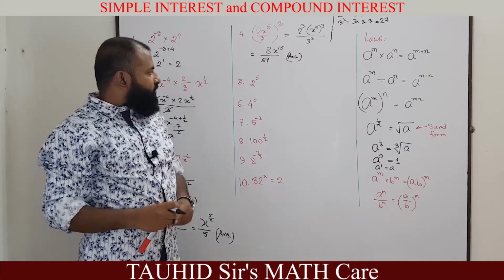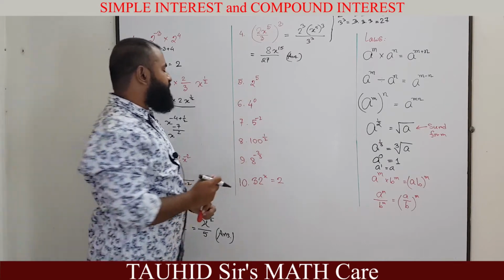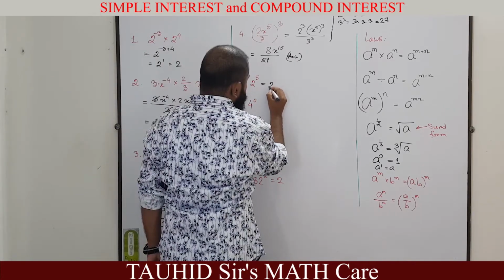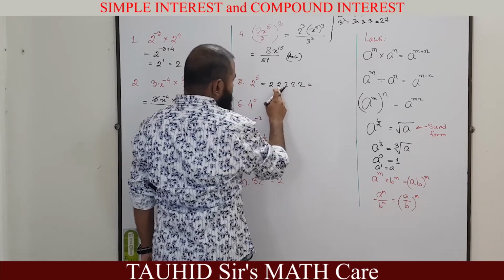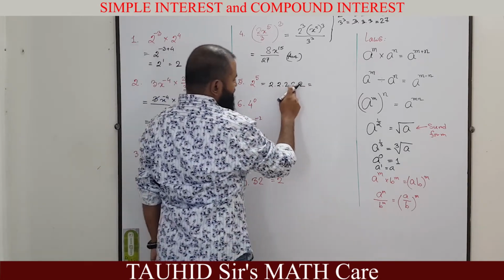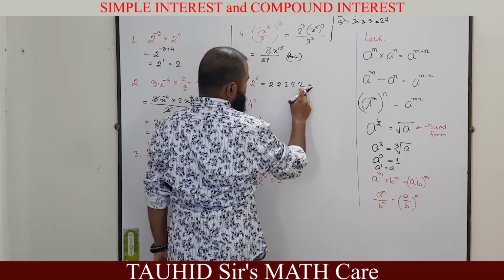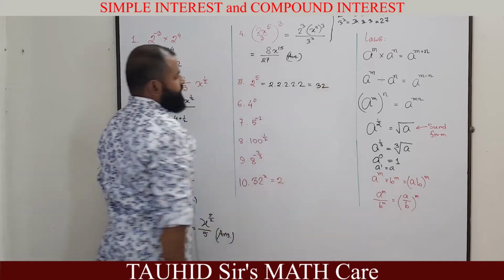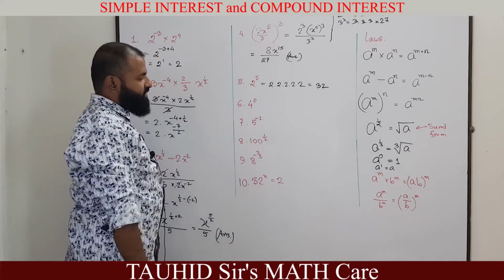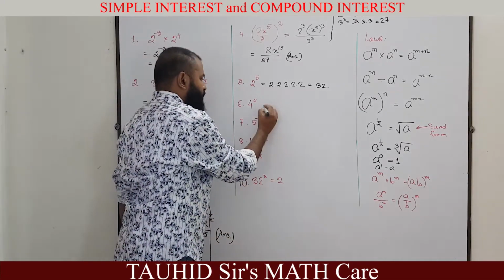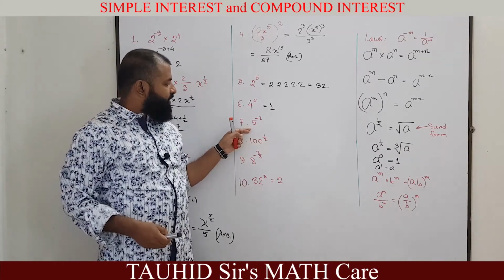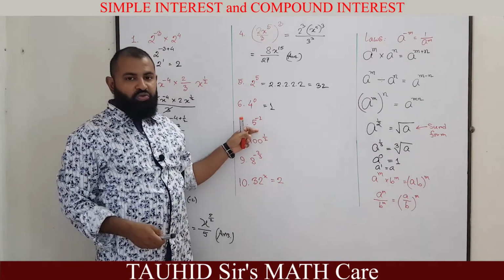Question number 5, 2 to the power 5. 2 to the power 5 means 5 twos will multiply. 2 into 2 into 2 into 2 into 2. 2 into 2 is 4, into 2 is 8, into 2 is 16, into 2 is 32. Question number 6, 4 to the power 0. Anything to the power 0 is 1. Question number 7, 5 to the power minus 2.